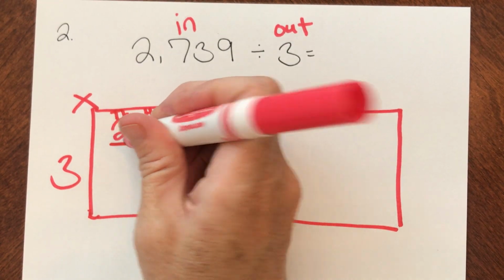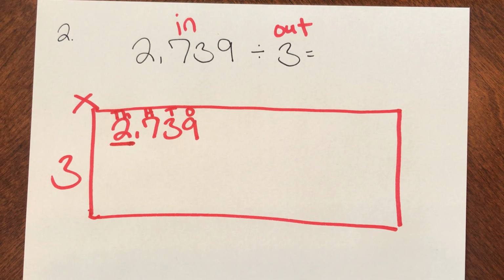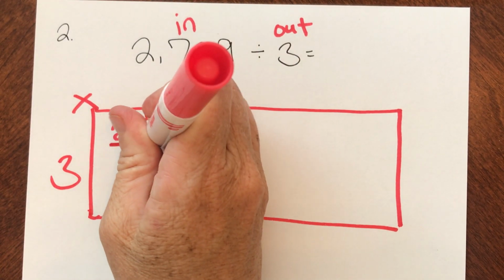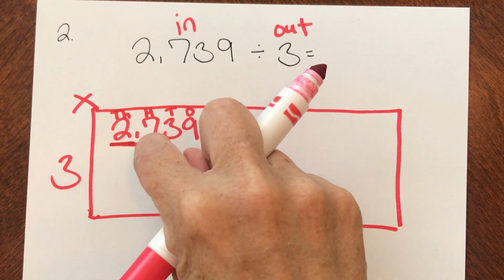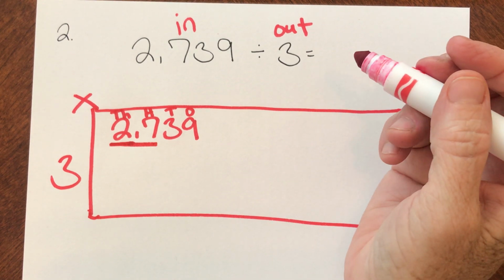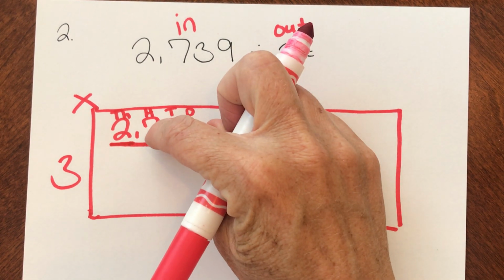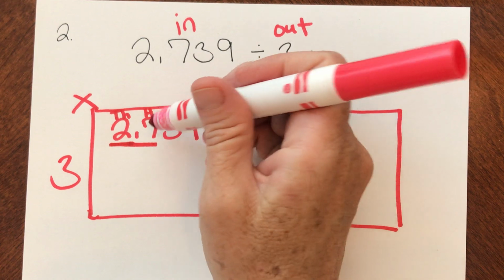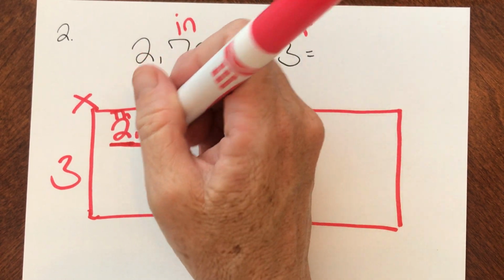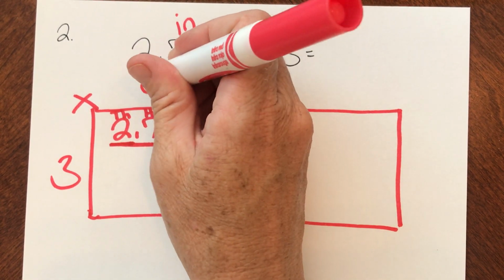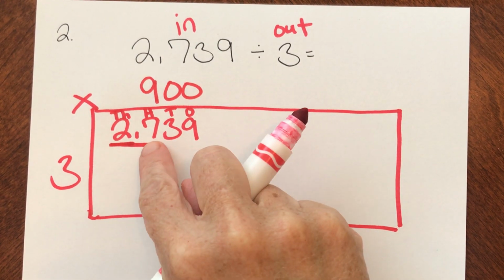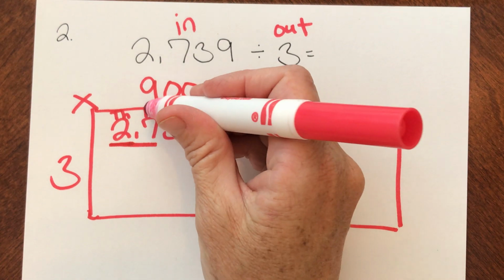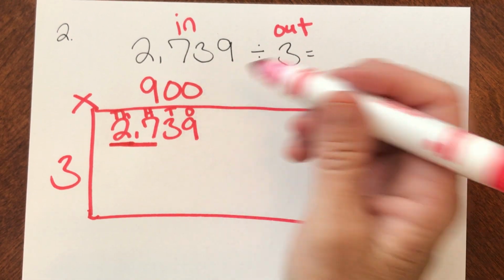Okay, so I'm going to start. Can 3 fit into 2? 3 cannot fit into 2. Can 3 fit into 27? Yes. 3 can fit into 27 9 times. But I'm not talking about just 9. I'm talking about in the hundreds column. So instead of just 9, it's going to be 900.